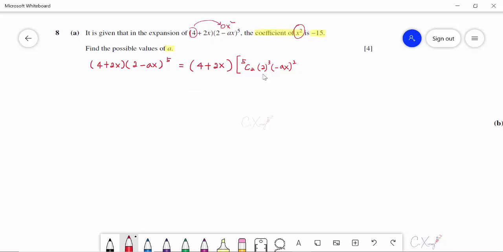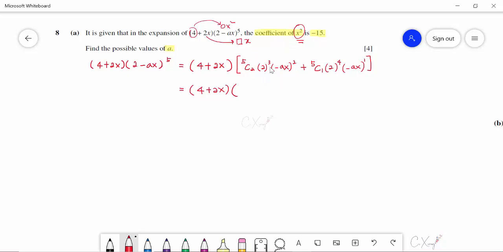Then after that, you refer to the 2x. For 2x, you need to multiply with something with x to get the x squared. So how can I get the x here? You should have 5C1, 2 to the power 4, (negative ax) to the power 1. So I will focus on only these two terms. If you find that you are not able to identify the terms that you want, then you can expand the whole thing, and of course the steps will be longer. Okay, so now let's continue from here.